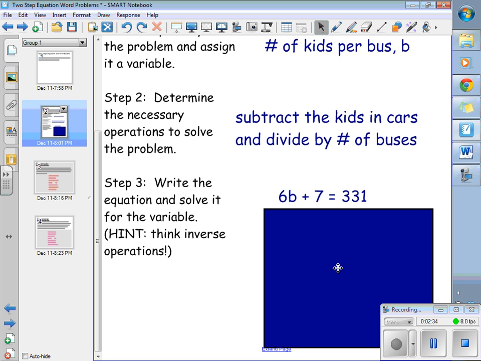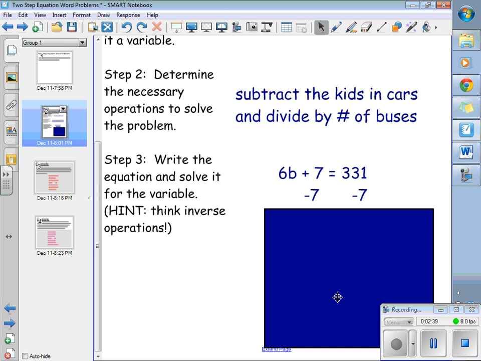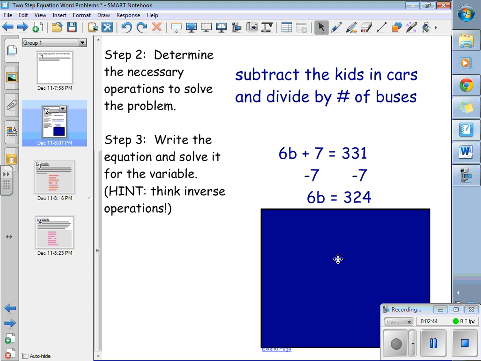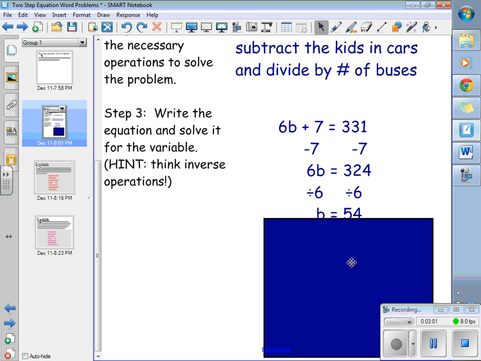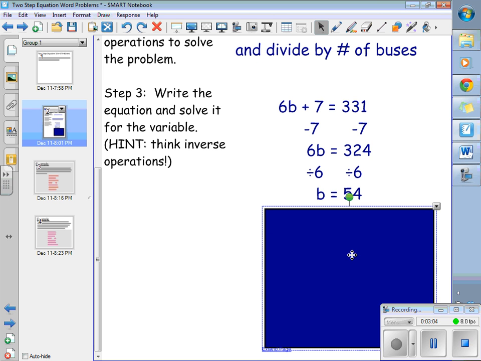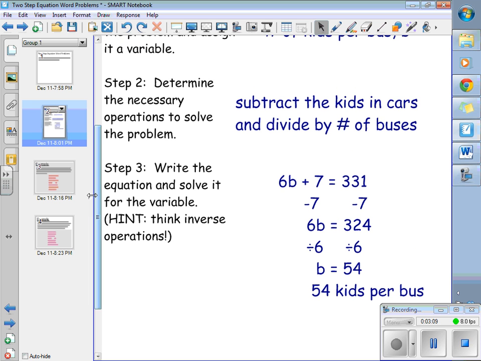To solve this, we're going to subtract our 7 students out of the buses. We're left with 6 buses containing 324 students. We divide the 324 students by 6, or the 6 buses, divide them up, and we're left with 54 kids per bus. So there's that problem written out.